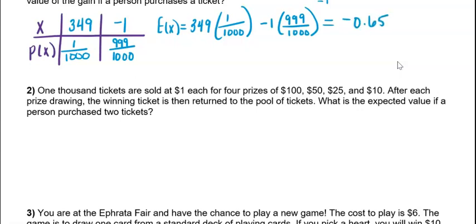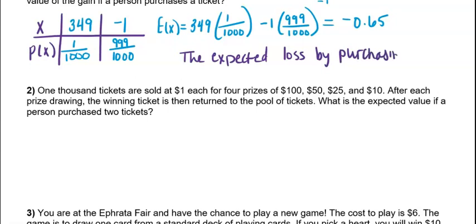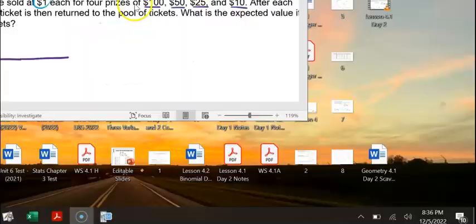So the value of the gain if a person purchases a ticket, the expected loss by purchasing a ticket is 65 cents. Notice I said loss. Okay, I want to be clear with that one. We would be losing money because it is a negative number.